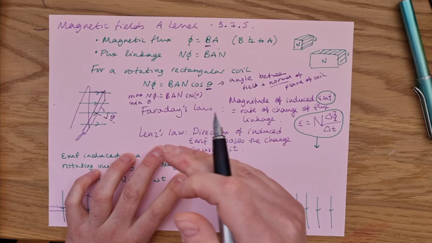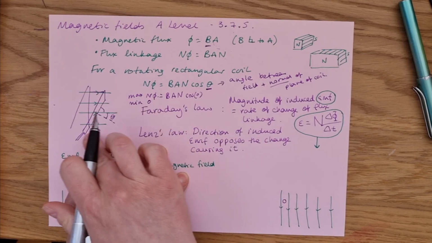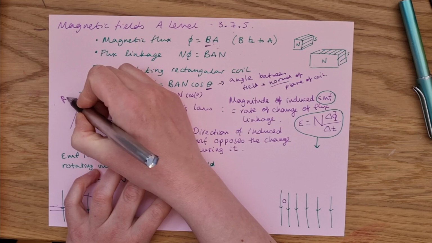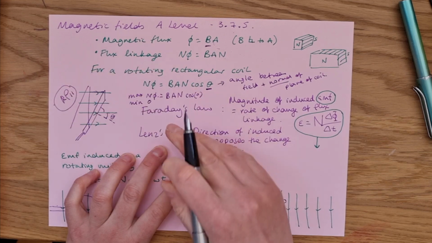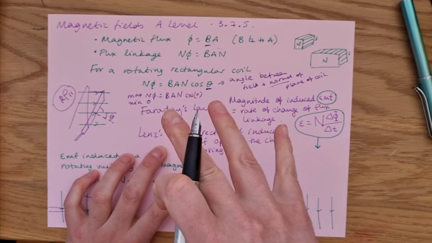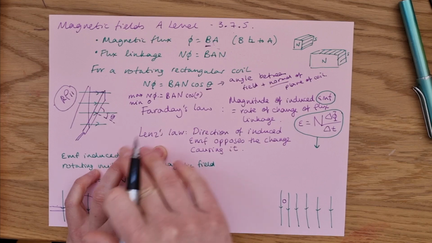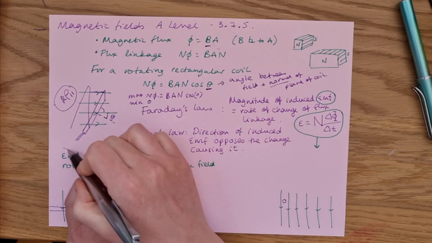Right, now, the next one is, and this is required practical 11, where you put the search coil into the magnetic field at different angles and you get a measure of the fact that it's a cos function.